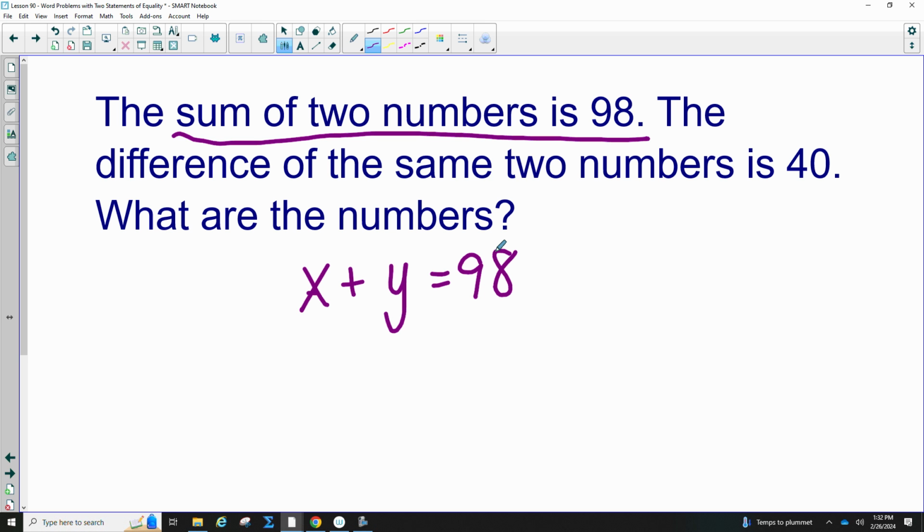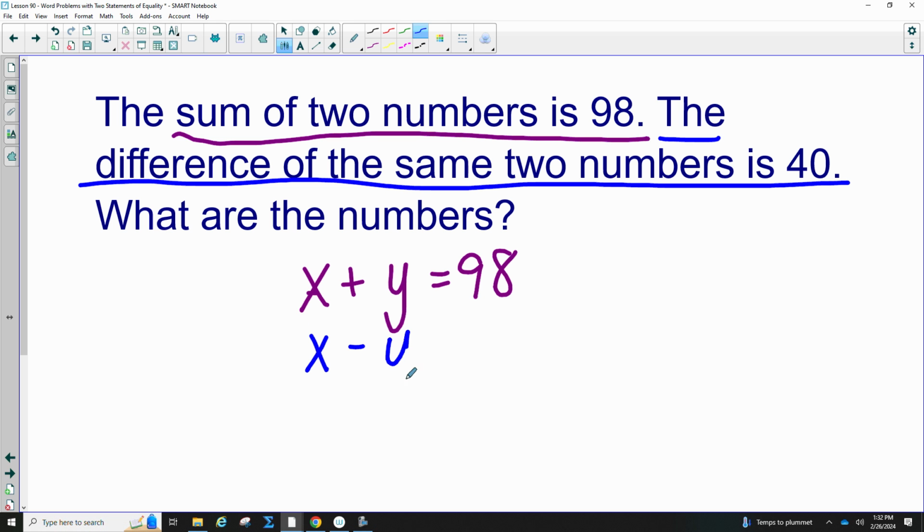There's a sum, right? Now we have a new one that we have not done, okay? The difference of the same two numbers is 40. What do you think difference means? Like in general? Yeah, so it's the same thing but minus. The difference of those two numbers is 40, okay? Sum, just add them. Difference, subtract. Now, all the other ones were set up really nice for substitution, but this one is set up really nice for which process? Elimination, because the y's cancel right away when you add down.